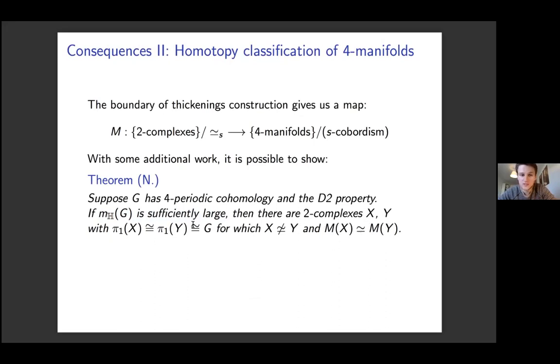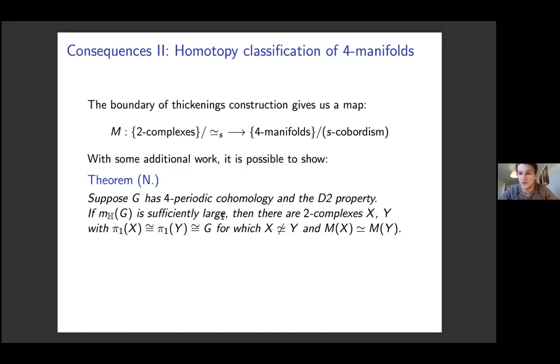And the proof of this is basically that if MH of G is sufficiently large, then you have such an enormous number of 2 complexes which are distinct up to homotopy that when you go to the 4 manifolds through the boundary of thickenings construction, you have so many 4 manifolds that, for the different algebraic invariants that classify them, there has to be some overlaps in the list because of the super exponential nature of the number of 2 complexes you have.